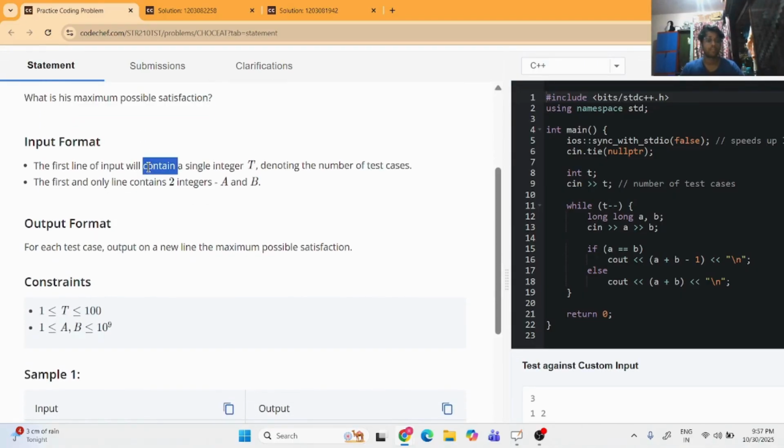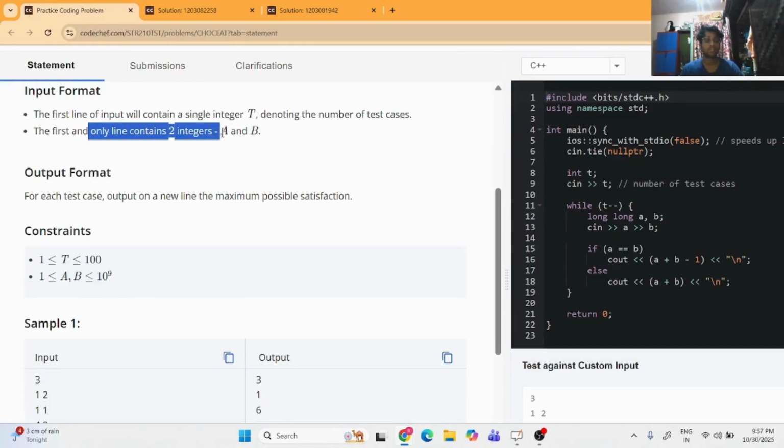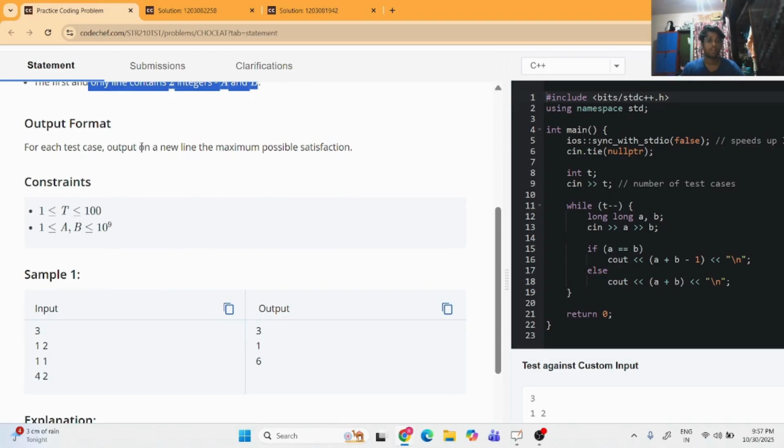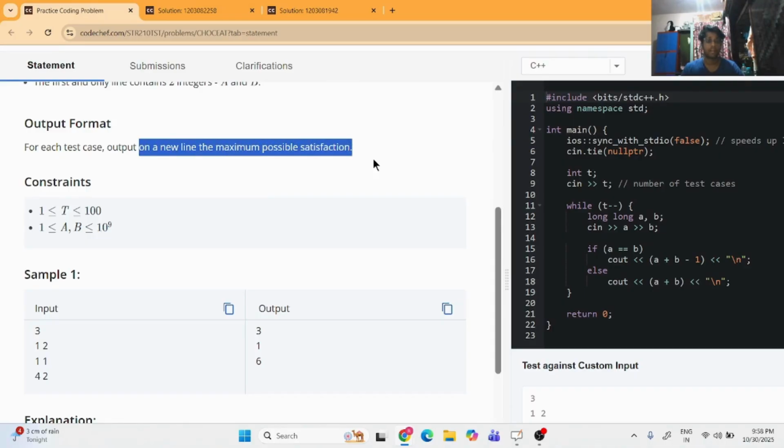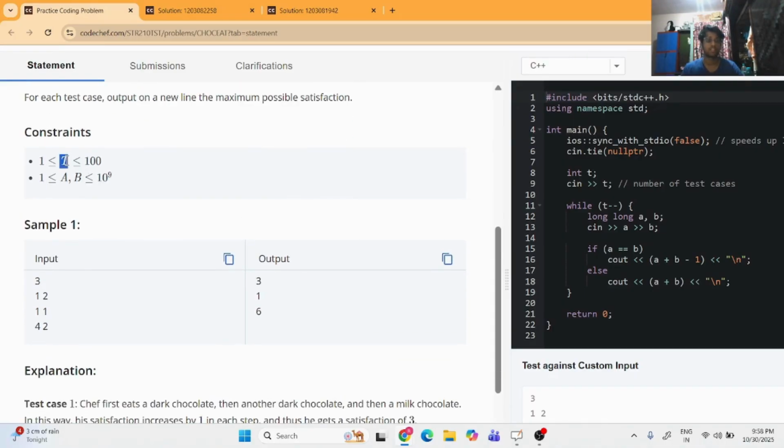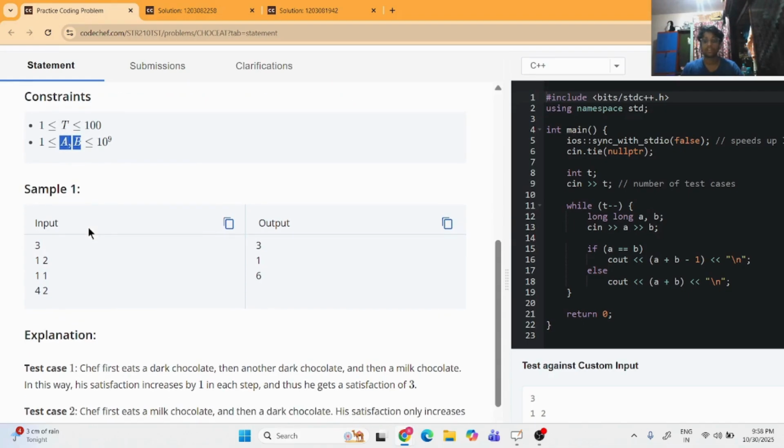The first line of input will contain a single integer T denoting the number of test cases. The first and only line contains two integers A and B. Output format: for each test case, output on a new line the maximum possible satisfaction. Constraints: T lies from 1 to 100, and A, B lie from 1 to 10 to the power 9. So guys, now let's understand the sample test case in the question more precisely.